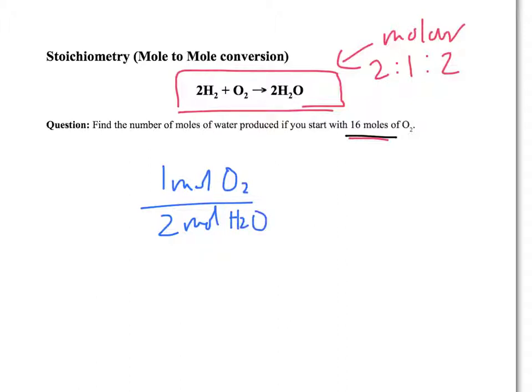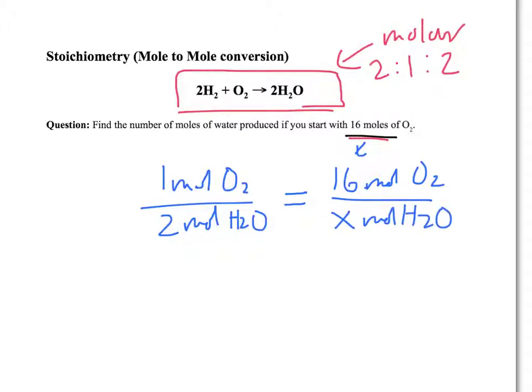Okay? And so we can set up a ratio saying 1 mole of oxygen over 2 moles of water is equal to what we have, which is 16 moles of oxygen, over, and we're trying to find water, so let's say X moles of H2O. So all we have to do now at this point is set up the ratio, which we've done, and do some cross multiplication. So 2 times 16 is 32, equals 1 times X, which is X. And what that means now is that X is equal to moles of water.